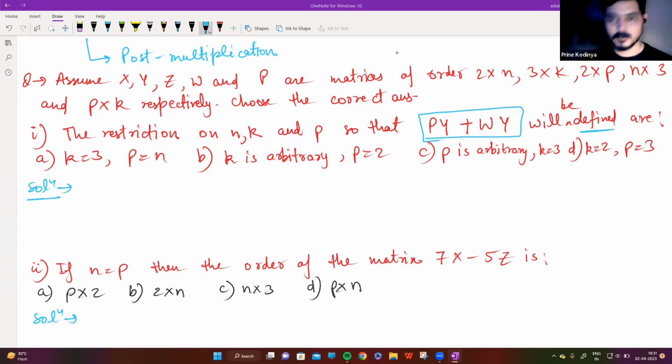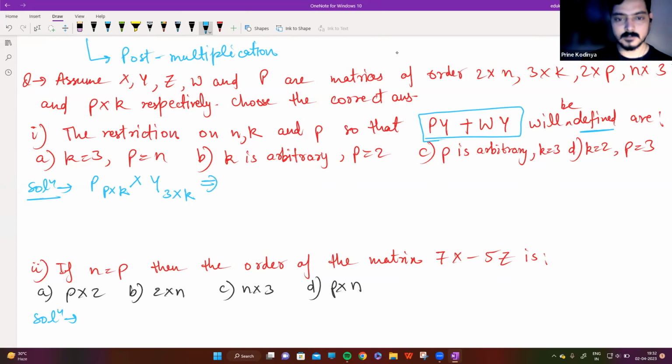Take this one then. It is given that PY plus WY is defined, and they're asking you about N, K, and P. Now you're saying if PY is defined, how can PY be defined? P has an order. Similarly, Y has an order. Let's write their order as well. P is P cross K, into, we want to multiply with this Y. Y is 3 cross K.